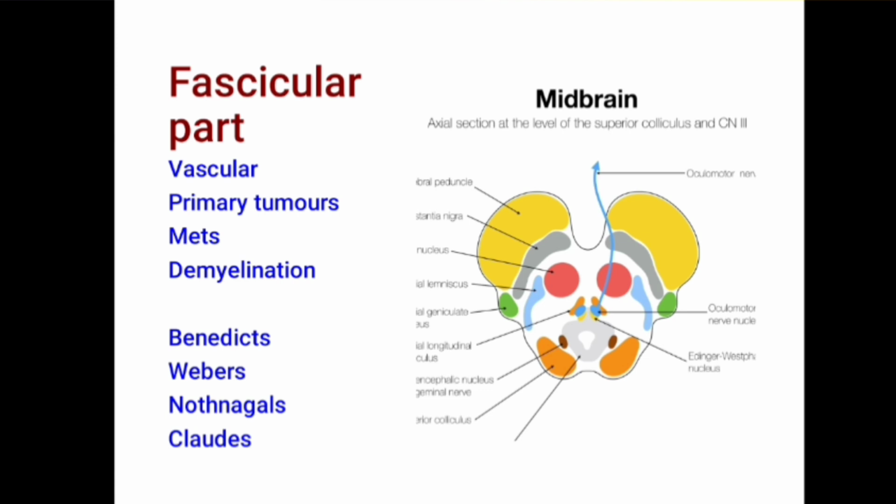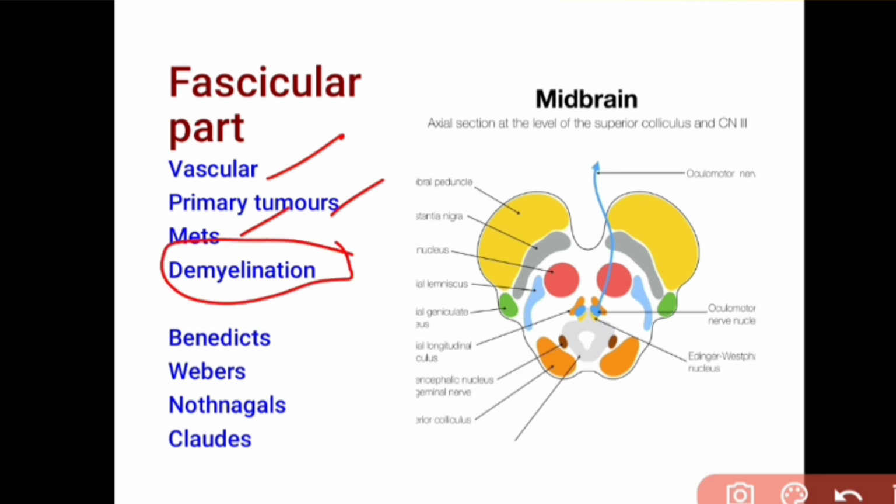Moving on to the fascicular part of the third cranial nerve. As you all know, this is the part of the third cranial nerve which is traversing the midbrain, right? So when there is affection of the cranial nerve at this point, the causes can be vascular lesions again. It can be because of primary tumors or metastasis. Here, one more involvement compared to your nuclear level is that demyelinating diseases can also affect the fascicular part.